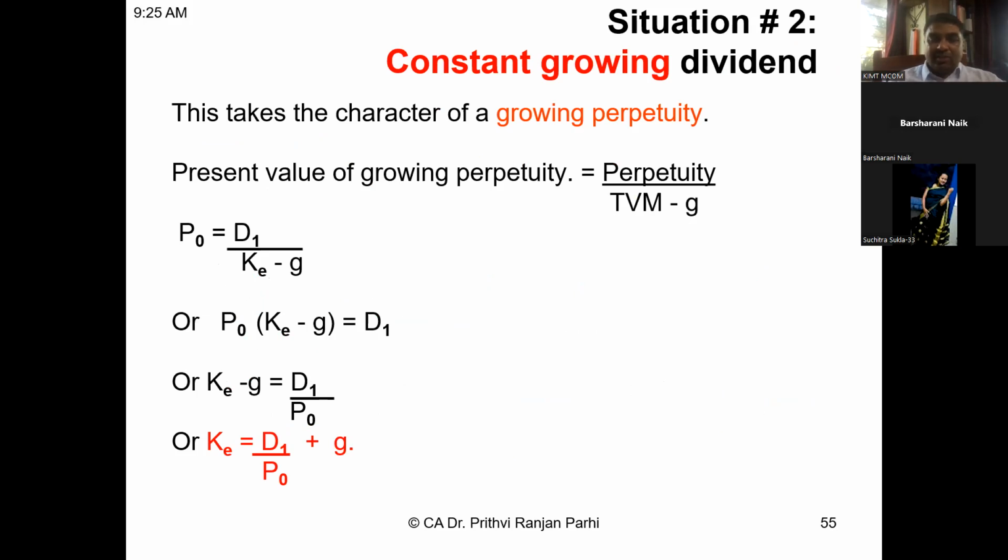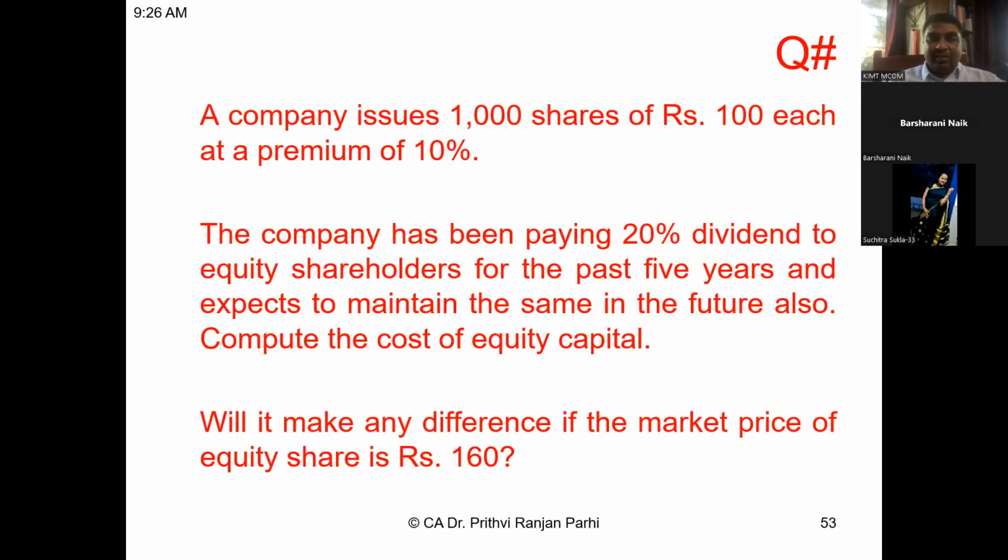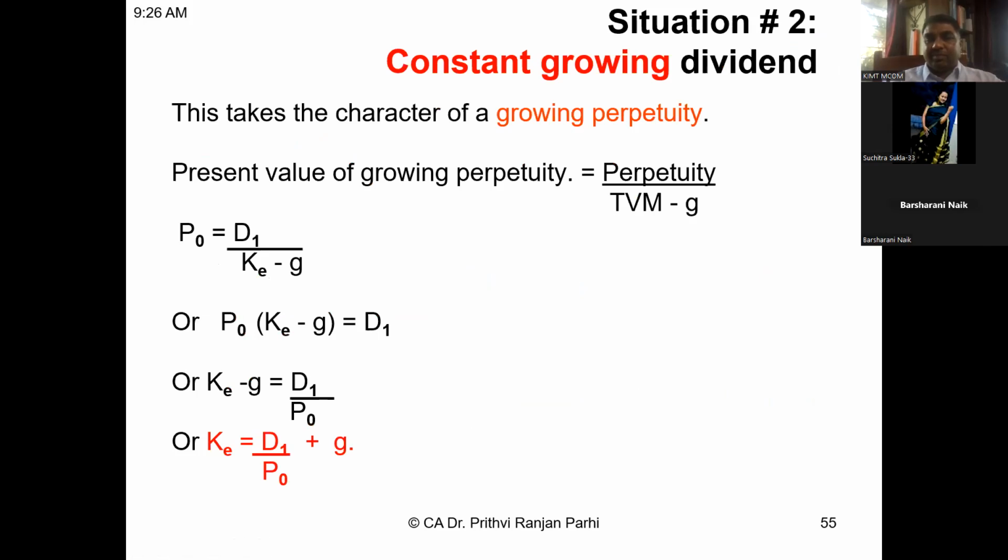Any query here? No, sir. Okay. Now, let us move to the second situation. Situation 2, if you read, is talking about constant growing dividend. Here, dividend is growing constantly. In this case, it behaves like a growing perpetuity.